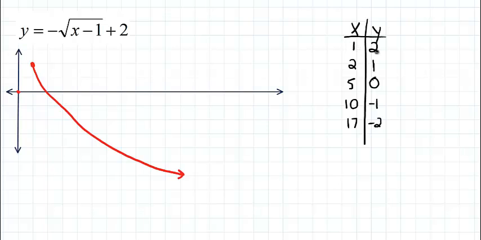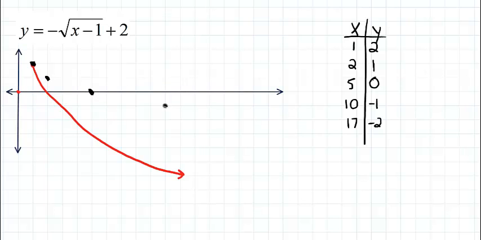So I've got 1, 2, so over 1, up 2. So that was our starting point. That was correct. We got 2, 1, so we plot that. Already we're a little bit off, but we're at least going in the right direction. We've got 5, 0. So 1, 2, 3, 4, 5, 0. We've got 10, -1. So 1, 2, 3, 4, 5, 6, 7, 8, 9, 10.